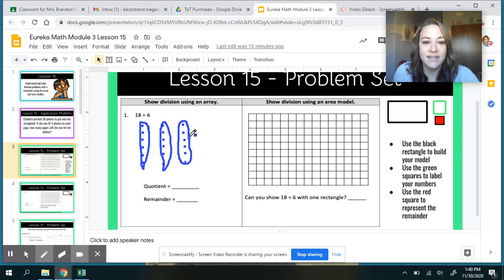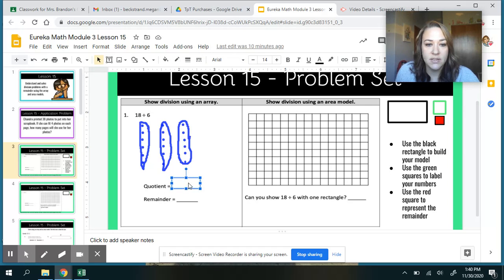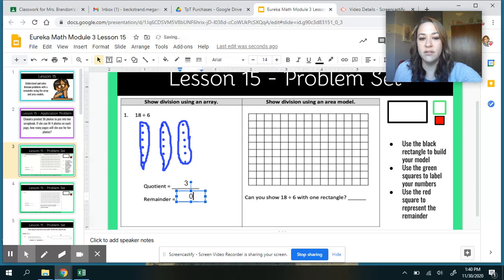3 groups of 6. Okay. So because I can make 3 groups of 6, that means my quotient is going to be 3. My remainder is going to be 0. I don't have any left over, so I don't have a remainder. Not all division problems are going to have a remainder. So I was able to equally make 3 groups of 6 out of 18.